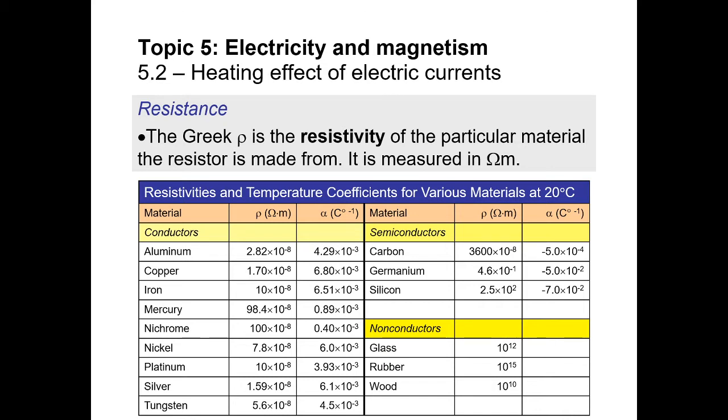Now, if you actually look up the resistivity of gold, you would find that it's higher than both silver and copper. In fact, silver is 1.59 times 10 to the minus 8. Copper is 1.70 times 10 to the minus 8. Gold is 2.40 times 10 to the minus 8. All right, it's much bigger.